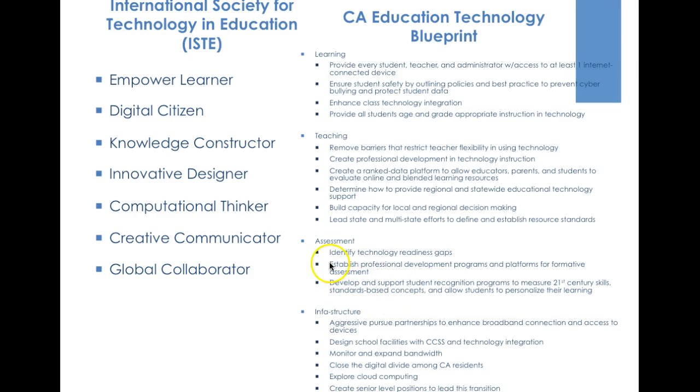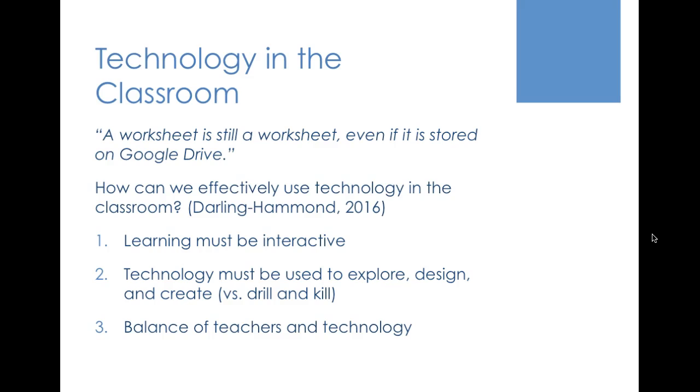And then, of course, we've even got it put out that we want to develop and support student recognition programs to measure 21st century skills, standards-based concepts, and allow students to personalize their learning. And once again, we need to increase our infrastructure, for example, bandwidth, examining the digital divide within our state. And so we're very much a work in progress at this point.